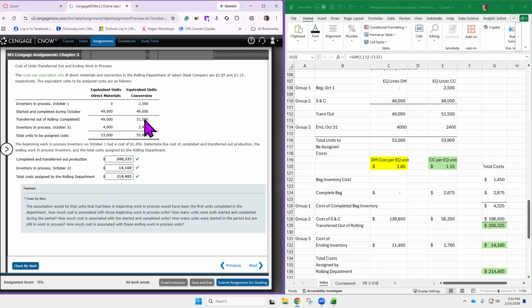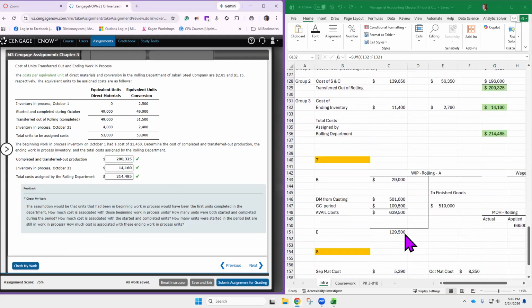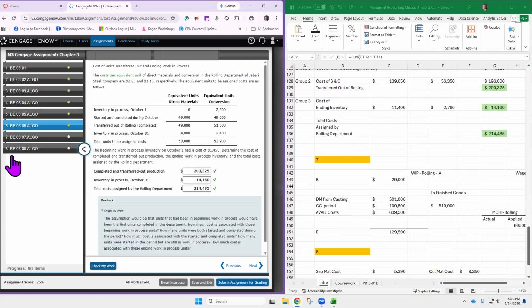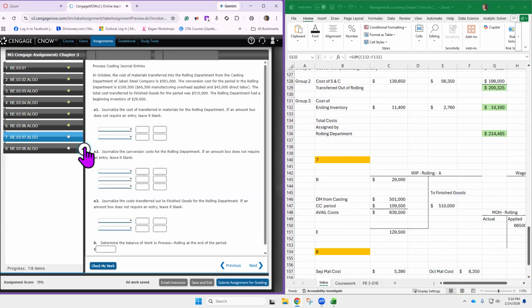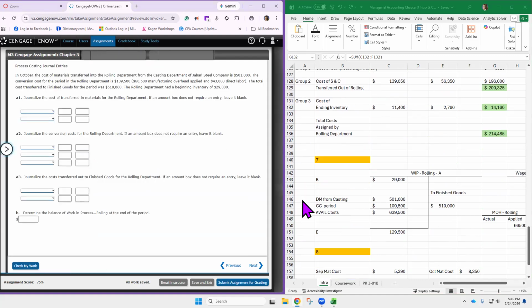Now, just trust the process here. Okay, all right, we're going to do number 7. Okay, these are journal entries. So as I said, however many processes or departments is how many WIPs you're going to have. So in October, we are the rolling department.